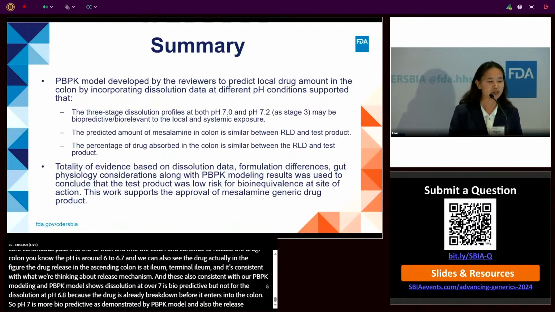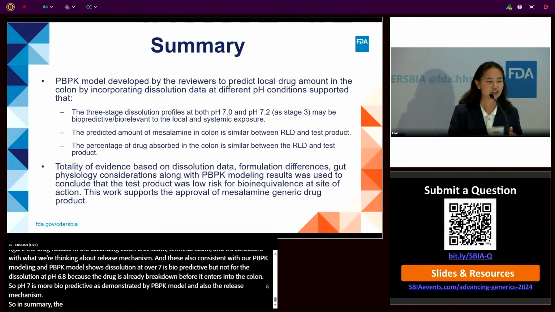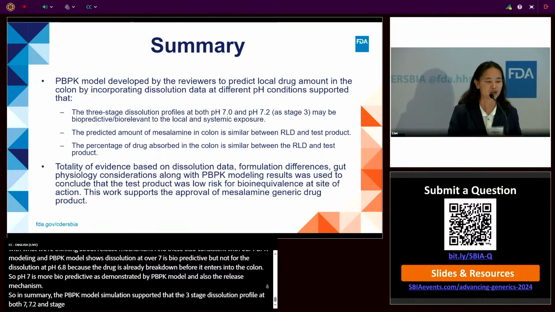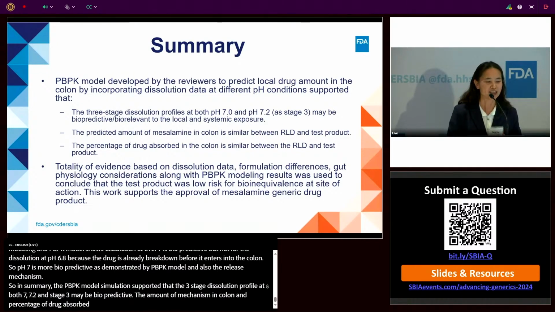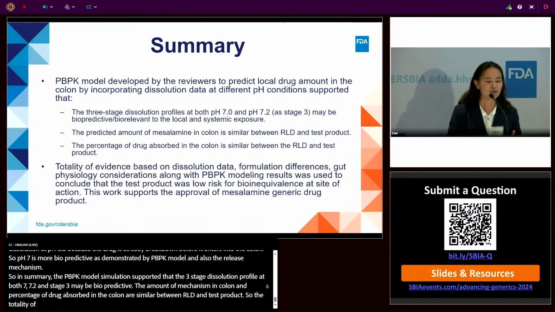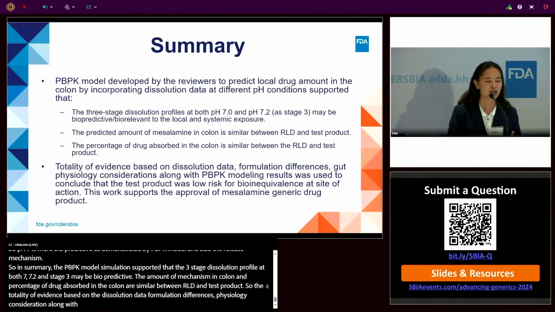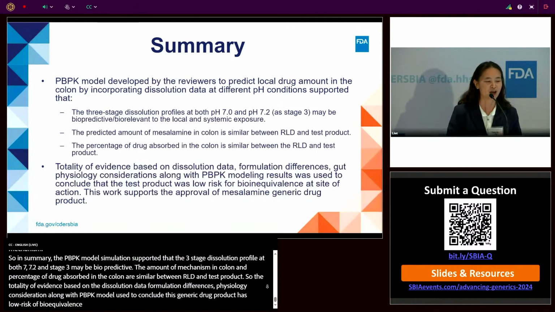So in summary, the PBPK modeling simulations supported that the 3-stage dissolution profiles at both pH 7 and 7.2 at stage 3 may be biopredictive of the local and systemic exposure. The predicted drug amount in the colon and the percentage of drug absorbed in the colon are similar between the RLD and the test product. So the totality of evidence based on the dissolution data, formulation differences, and gut physiology considerations, along with the PBPK modeling results, were used to conclude that this generic drug product has low risk of bioinequivalence at the site of action compared to the RLD.